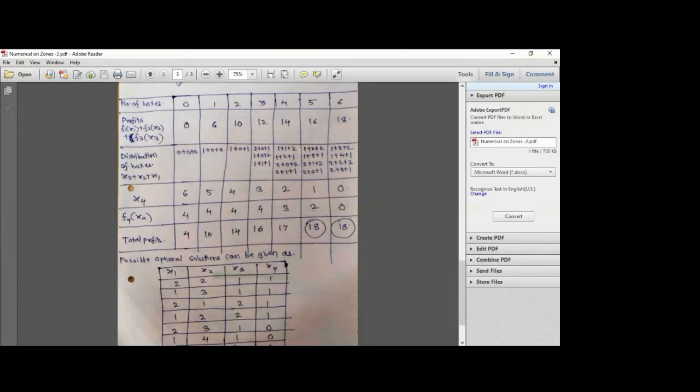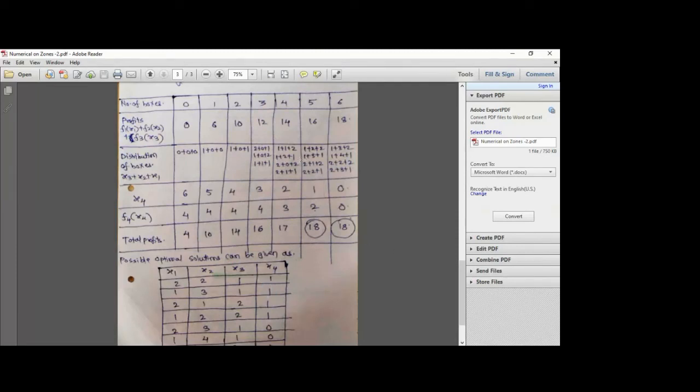Similarly, the next one is 1 plus 3 plus 1. It is written as x3 plus x2 plus x1. We are going to write it properly as x1, x2, and x3. That is 1, 3 and 1. So here you can see it is 1, 3 and 1. And the x4 value stands as 1. So that has been written.